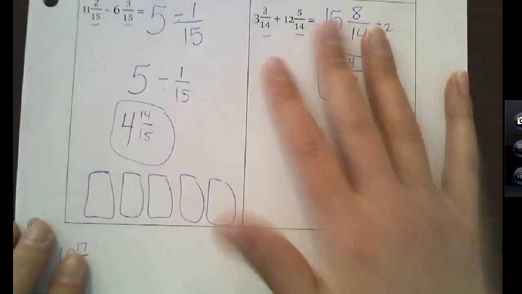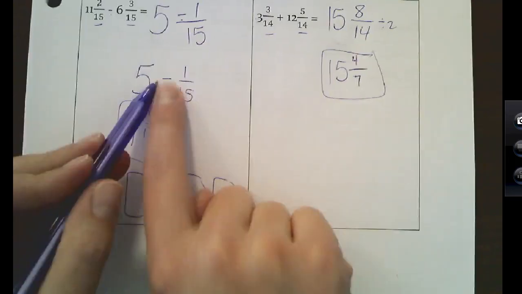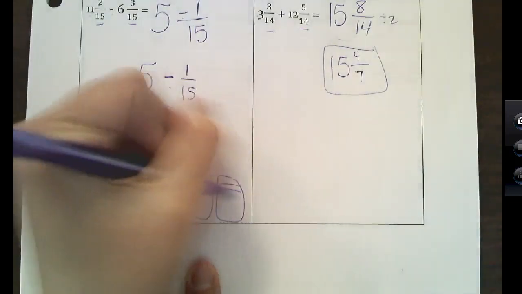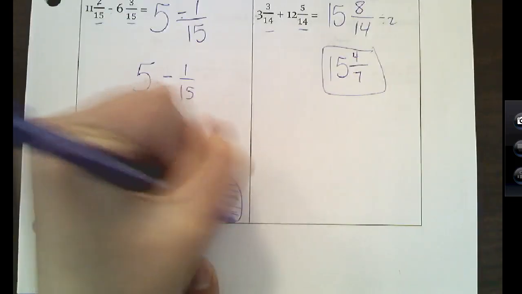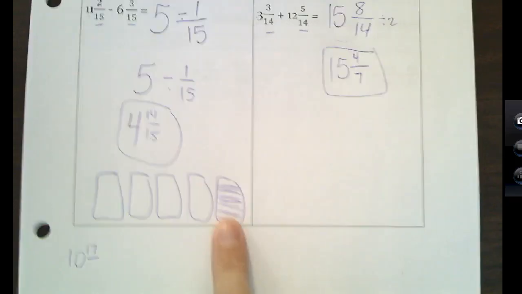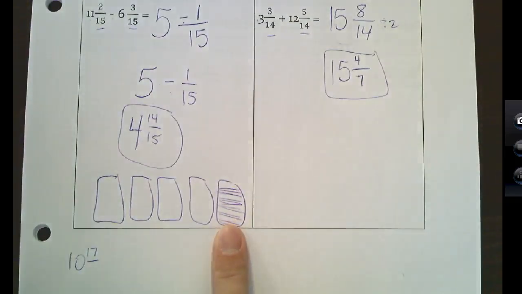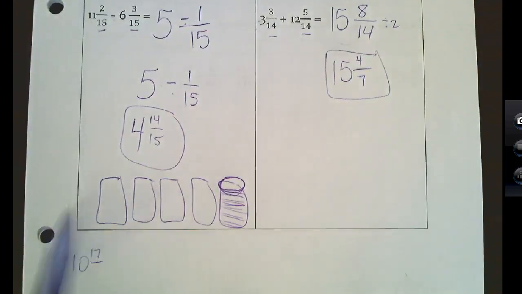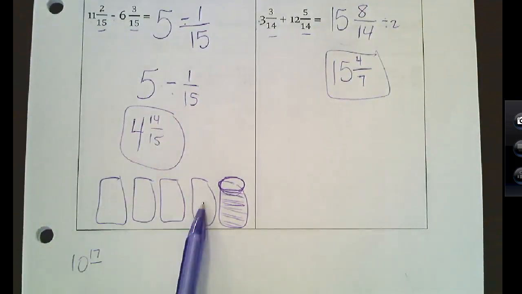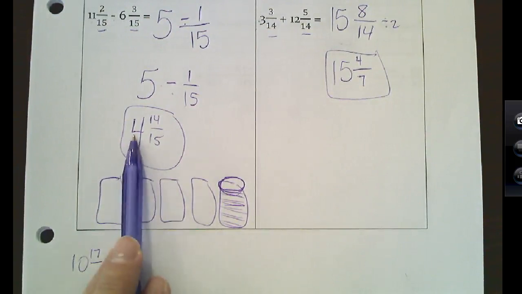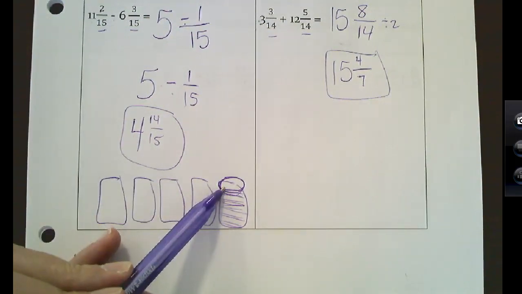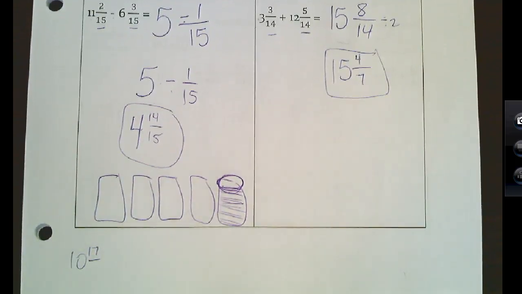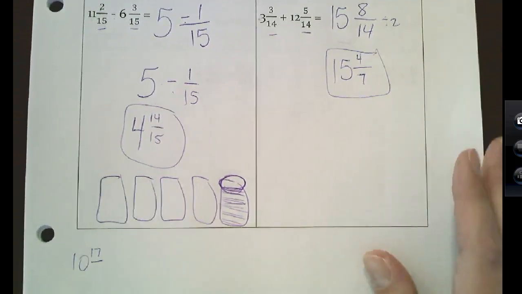So these are my 5 candy bars, right? I only want to take away 1/15. So I'm going to take this last candy bar and break it into 15 pieces. And I'm only taking away 1 out of those 15 pieces. So do you see how we still have 4 wholes remaining? That's where the 4 wholes comes from. And then we're only taking 1 out of the 15 pieces. So we still have 14 out of 15 left over. Make sense? Candy bars are a great example, aren't they?